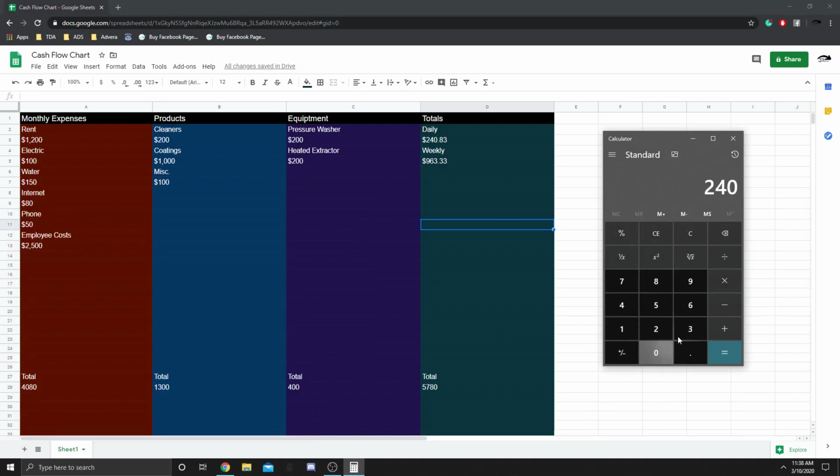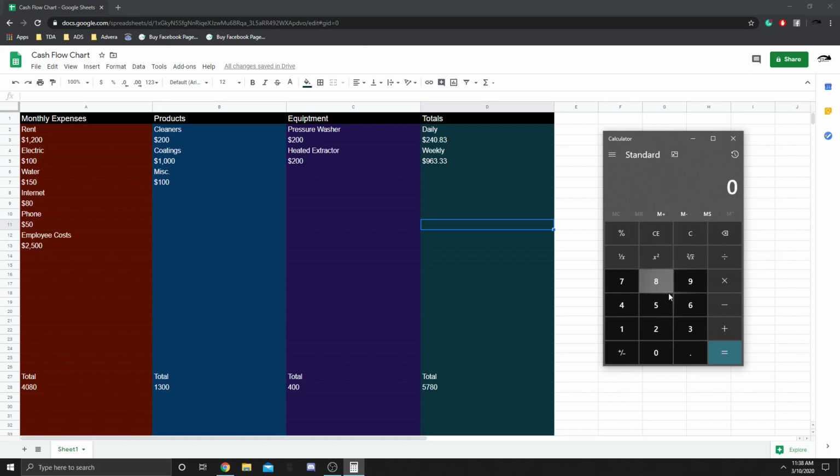So food 240 times 26, or what do we do? 24. We'll get roughly exactly that number. Or if we do 963.33 times 4, we're not going to get that number.